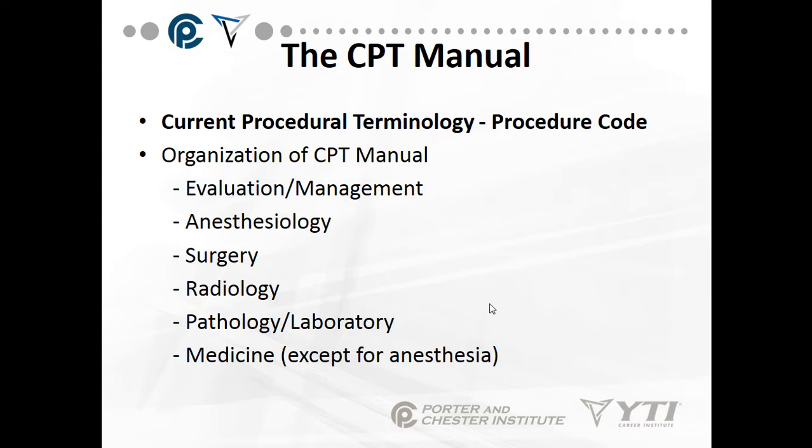We have 6 sections. We have evaluation and management, and this part of the manual is where did I go for my healthcare service? So for an office visit, not only do you have why are you here with the ICD-10 code, but now with the CPT code, you have where did I go? That's evaluation and management, and what did I have done? And what did I have done is in the anesthesiology, surgery, radiology, pathology, laboratory, and medicine sections of the CPT manual. So again, the CPT manual answers 2 questions. Where did I go? That's evaluation and management. And then the rest of the manual answers the question, what did I have done?